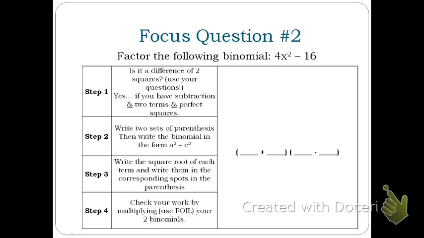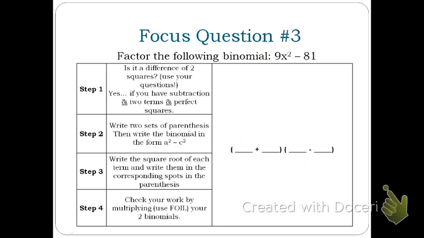All right, let's try another one. Can we use the difference of squares rule with this problem? Is it a binomial? Yes, there's only two terms. Are both terms perfect squares? Now in this example right here, we have a coefficient and a variable on our first term. You need to make sure that both are perfect squares.